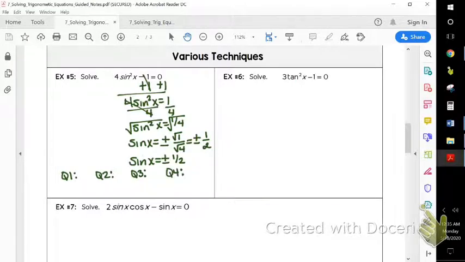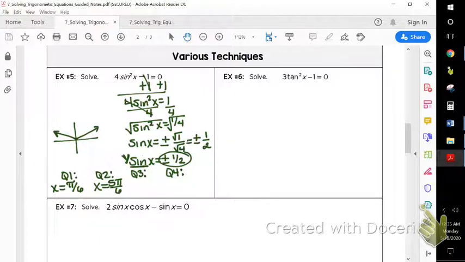Okay, so when we're looking for these angles, remember sine is your y value. So I want to know, where is my y value in that quadrant a positive or a negative 1/2. So in quadrant 1, we said sine was positive. So where is y a positive 1/2? And hopefully you're saying at pi over 6. In quadrant 2, we said sine was positive. So where is the y value a positive 1/2? And that would be at 5 pi over 6.